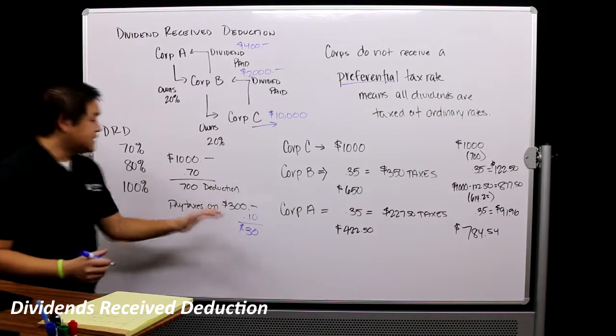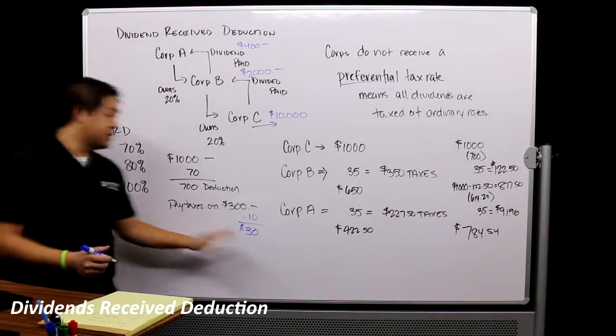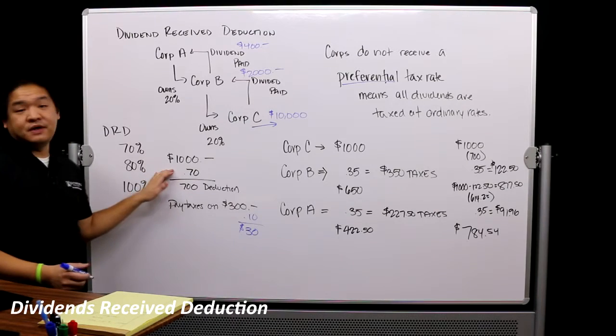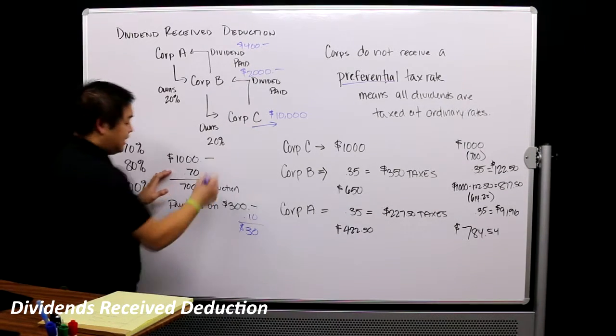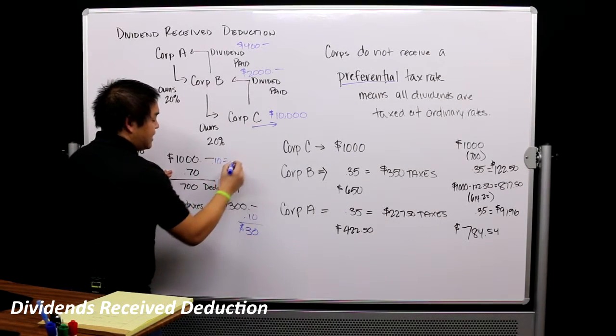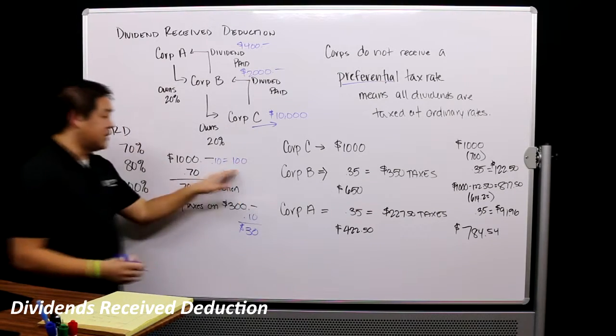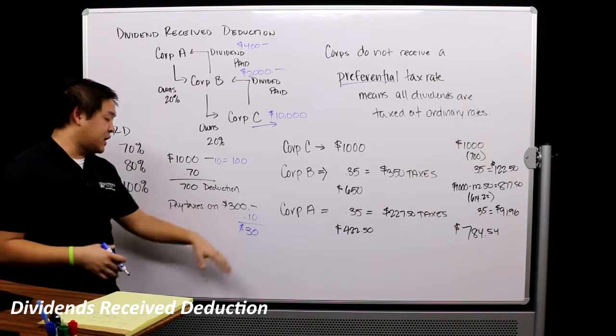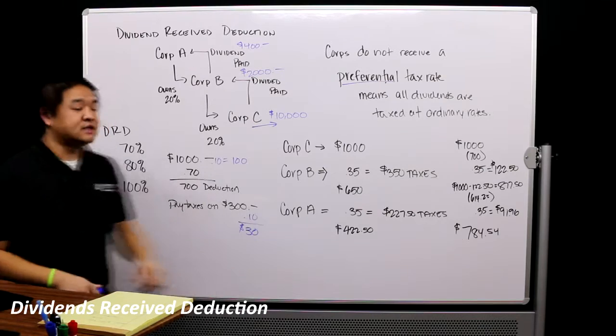So they would pay tax on $1,000, only $30 because of the dividend received deduction. Instead of, and again for the ease of math, let's say it's 10%, they would have had to pay $100. In this case, they only had to pay $30. Okay, so that's kind of how the dividend received deduction works.